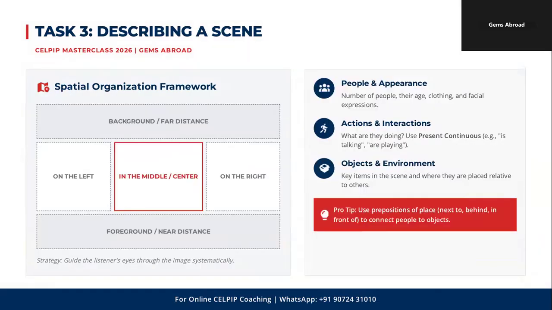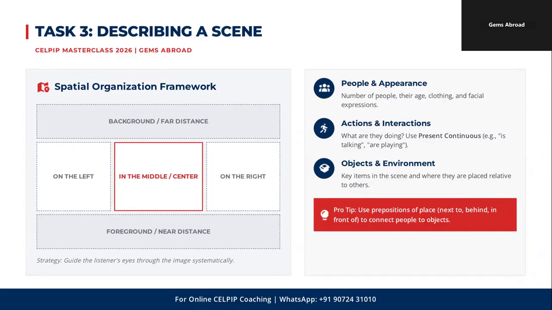Task 3 is describing a scene. The biggest mistake is jumping randomly from one object to another. Instead, use a spatial organization system. You can move background, left, center, right, foreground. First, give a general description. Then describe the people. How many people are there? What are they wearing? What are they doing? Use the present continuous. Is walking, are talking, is holding, are playing.